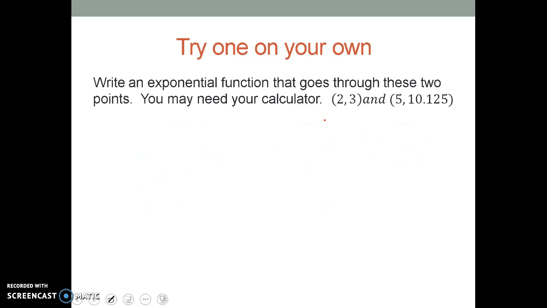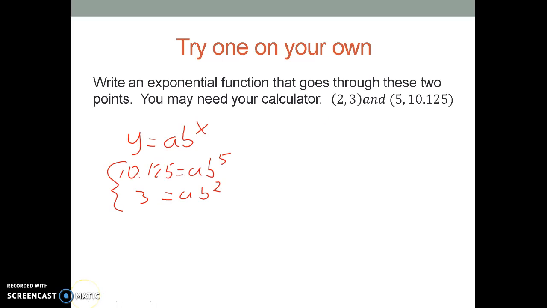Let's try the same thing with this one. Try this one on your own, and then start the video and make sure that you have it correct. So hopefully you started in this fashion. We know that it's going to be of this form. So all I really need to do is find the a and the b values. I know the x and y values. The first point is 10.125, that's my y value. And that equals a times b to the 5th power, because that's what x is. My second point, y is 3, and that equals a times b to the 2nd power, because that's what my x is.